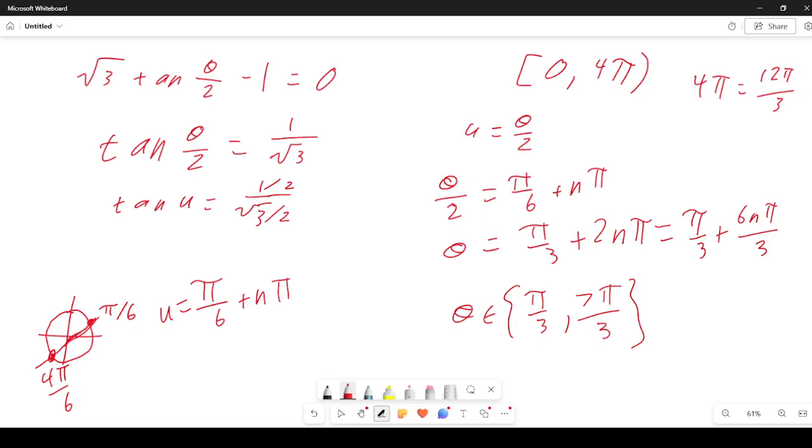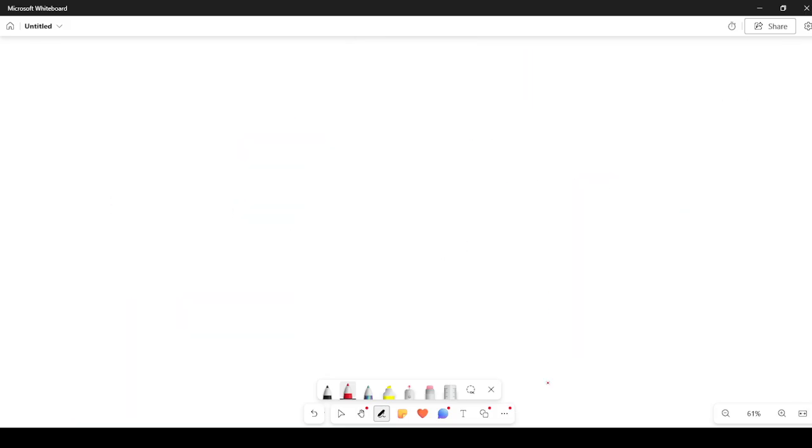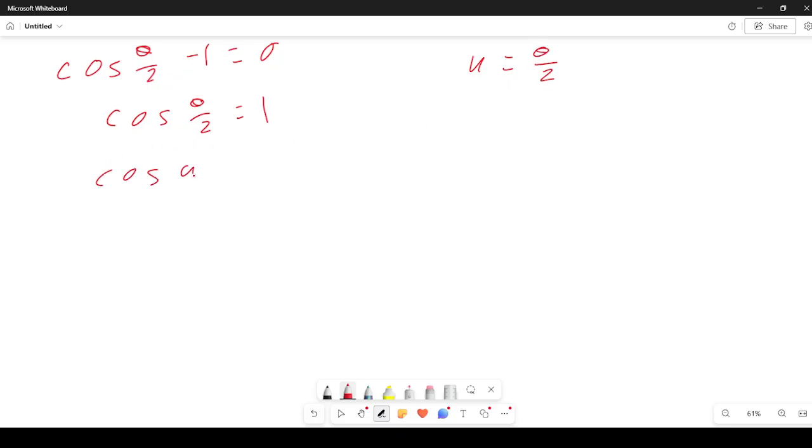All right, last problem. Cosine theta over 2 minus 1 is 0. So I'll solve that. Try it out on your own again as usual. But cosine theta over 2 equals 1. So u is theta over 2. Cosine of u is 1. So where's cosine equal 1?